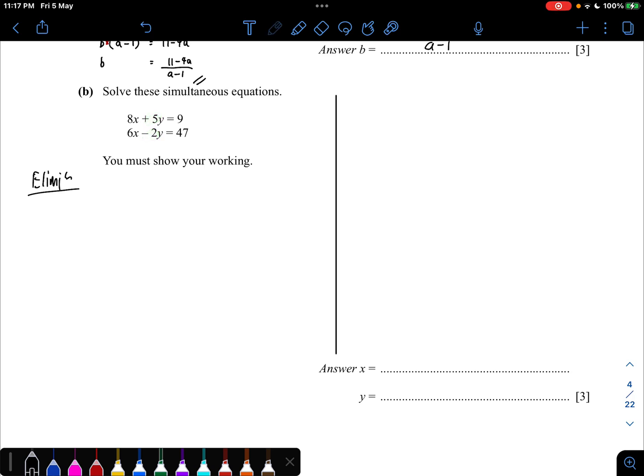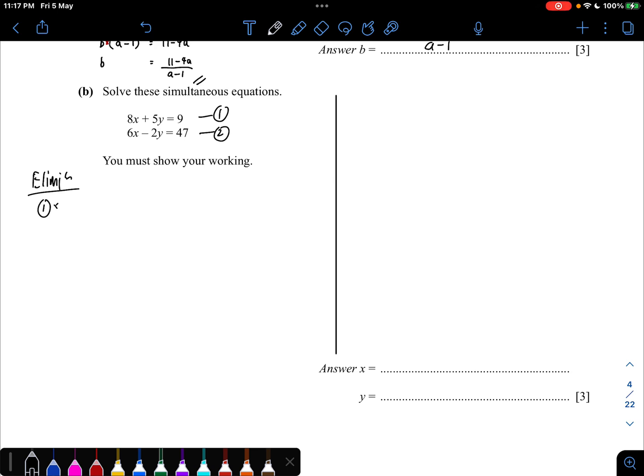So what's a common factor of 5 and 2? I think it's 10, right? How do you make 5 and 2 the same? 1 times 2, the other 1 times 5. So first I'll start off by labeling them equation 1 and 2. So how do I get a 10 from 5? I have to multiply it by 2, right?